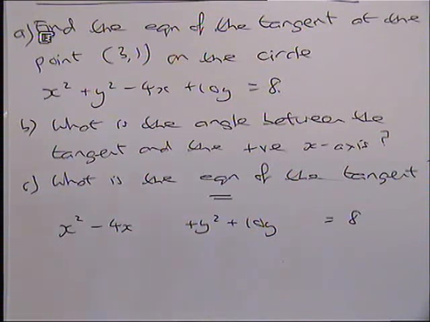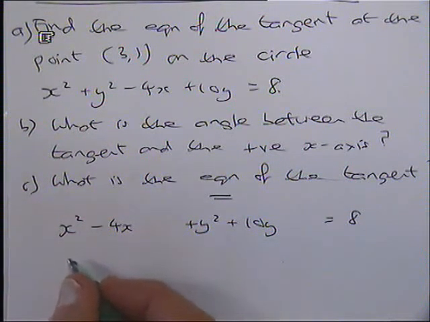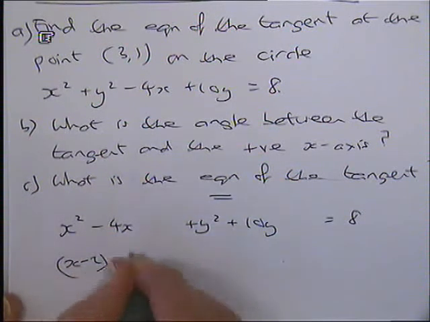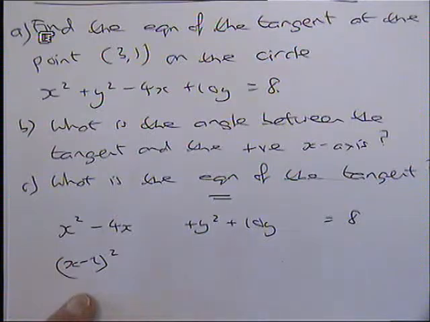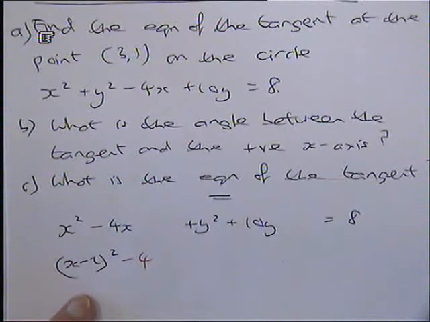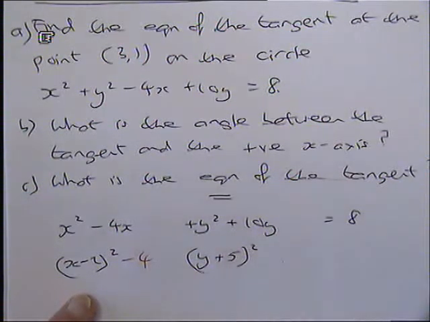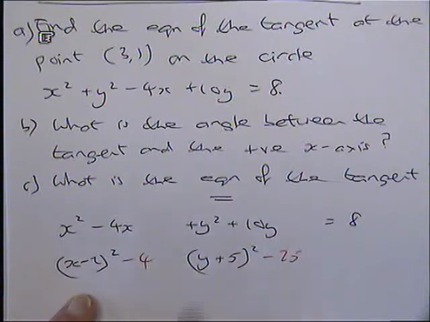Can anybody tell me then, in the bracket form, what am I going to get for my x bit, including the taking off bit? X minus 2 squared minus 4. Is it x plus 4 though? I will be introducing a plus 4, which is why I need to take it off as well. And then y plus 5 squared minus 25.